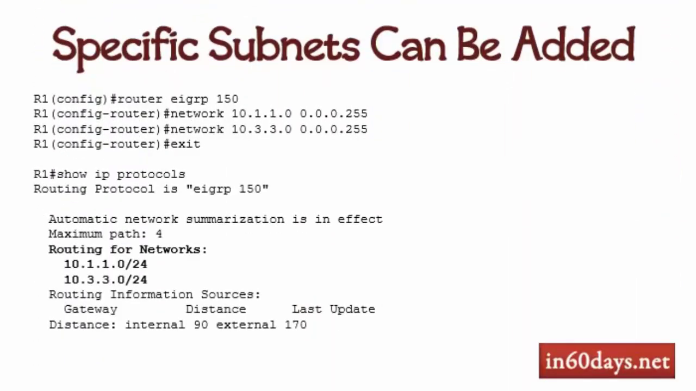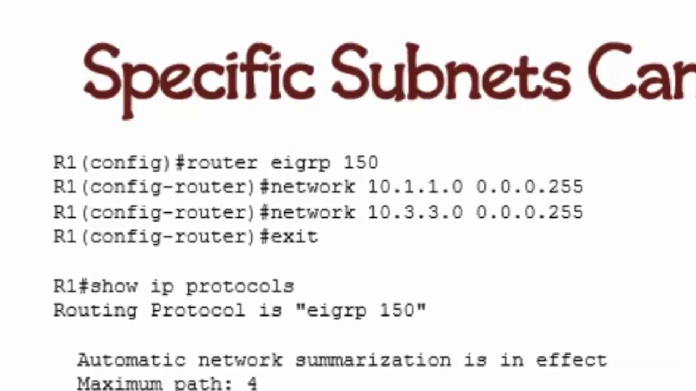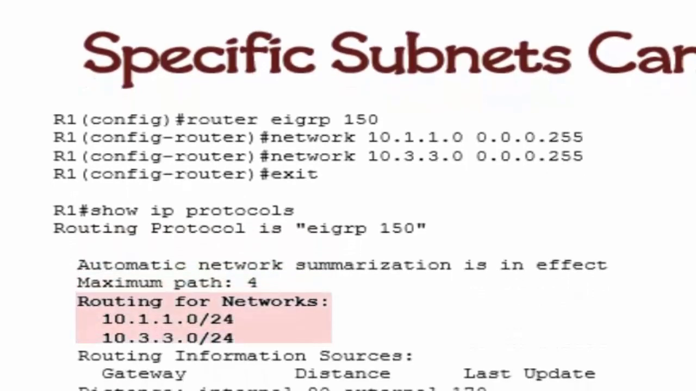Specific subnets. Now, you saw the potential problem we had in EIGRP, which was advertising all of the attached 10 networks, which is what it's designed to do. Instead of that, if you wanted to advertise specific networks, you could configure EIGRP, the ASN number, and then add the specific networks with a wildcard mask. And then EIGRP will advertise those specific networks. That gives you tighter control of which networks are advertised.